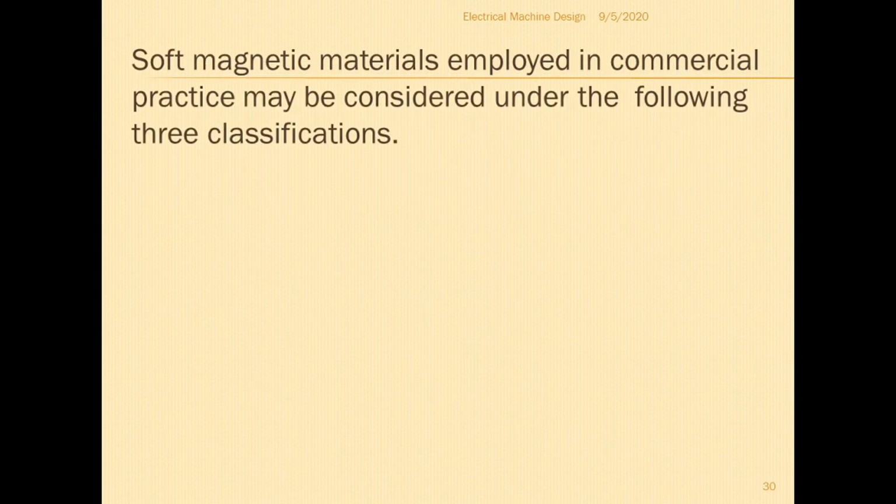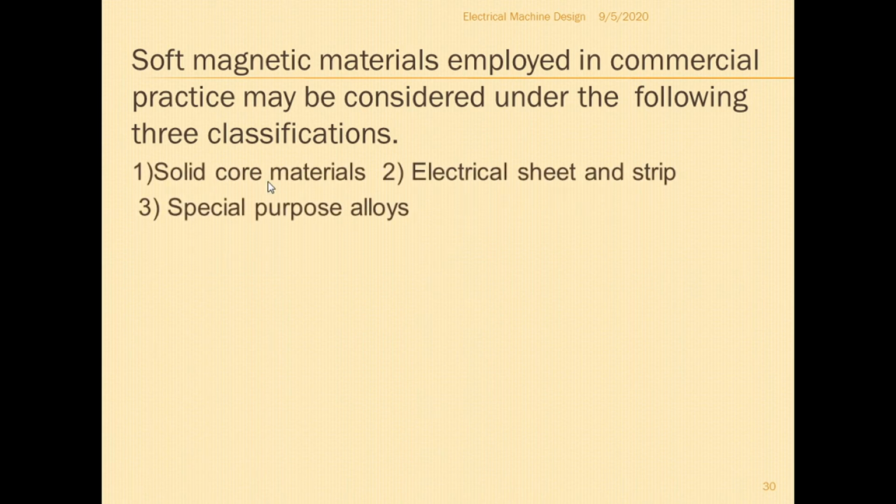Next we have to see the soft magnetic materials employed in commercial practice, which may be considered under the following three classifications. Again, soft magnetic materials have three classifications: solid core materials, electrical sheet and strip, and special purpose alloys.